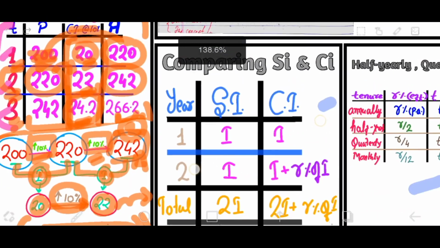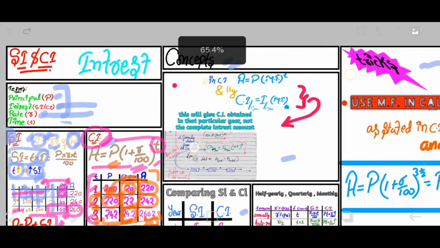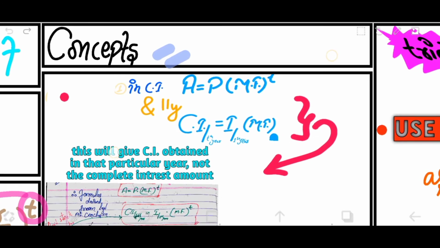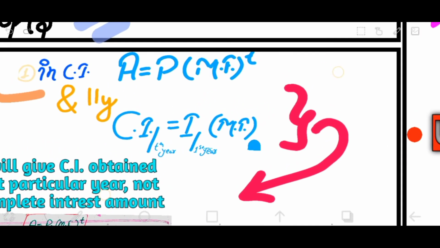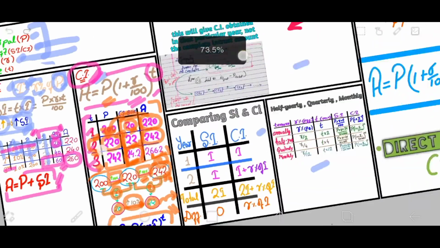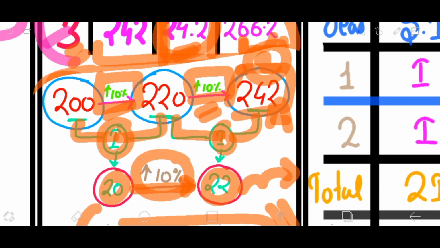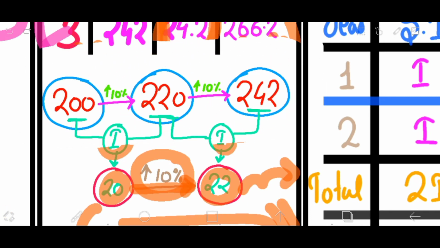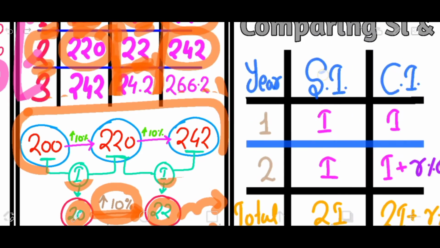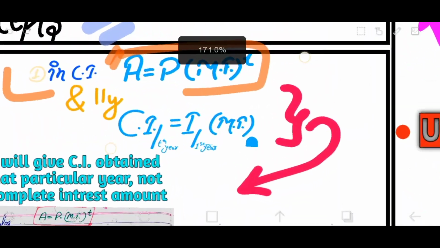So let's continue with the concept part. Yeah, here comes the conceptual part. In the conceptual part, first we'll look at the basics of CI. That's the concept we have to learn. As I stated, this formula comes with the help of that miniature diagram that I just drew. Let me clear this for a better view. Here we come. So here is the thing. On this basis, we could derive this formula.